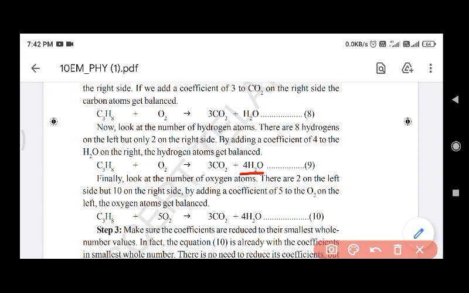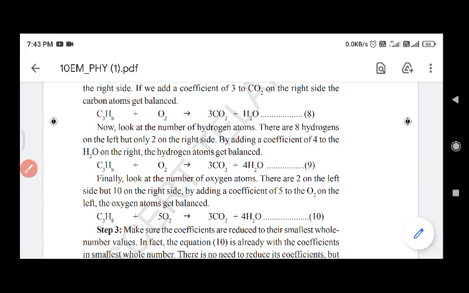Plus in carbon dioxide, 3 applies to carbon and oxygen. 3 times 2 gives 6 oxygens in carbon dioxide. 6 plus 4, total how many oxygen atoms on the right side? 10. So to balance the oxygen atoms with the right side, which number do I want to write on the left side? 5. 5 before the O2 molecule. Okay, now 5 times 2 gives 10 oxygen atoms on the left side. On the right side also we have 3 times 2, which is 6, plus 4, 10 oxygen atoms on the right side.